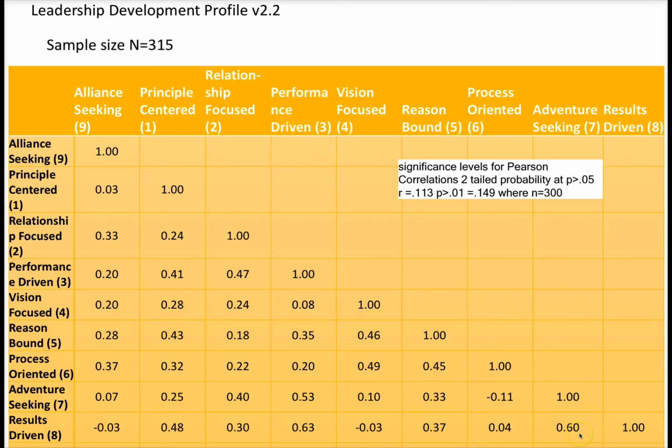Now, we would have to do more statistical analysis to see if that correlation is because maybe the order of the variables, that the questions for adventure seeking are closer to the results-driven questions than the other item sets. We'd have to take a look at this both theoretically and through item analysis to see if this is a real correlation or if this is caused by some artifact.